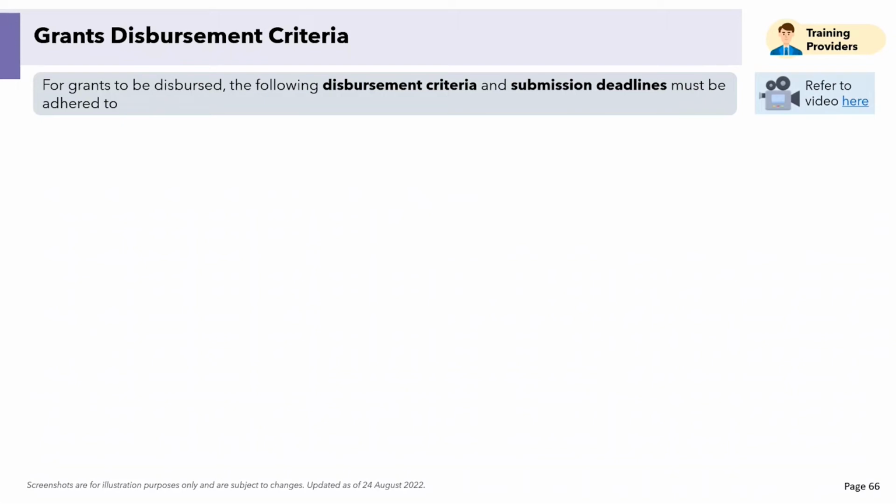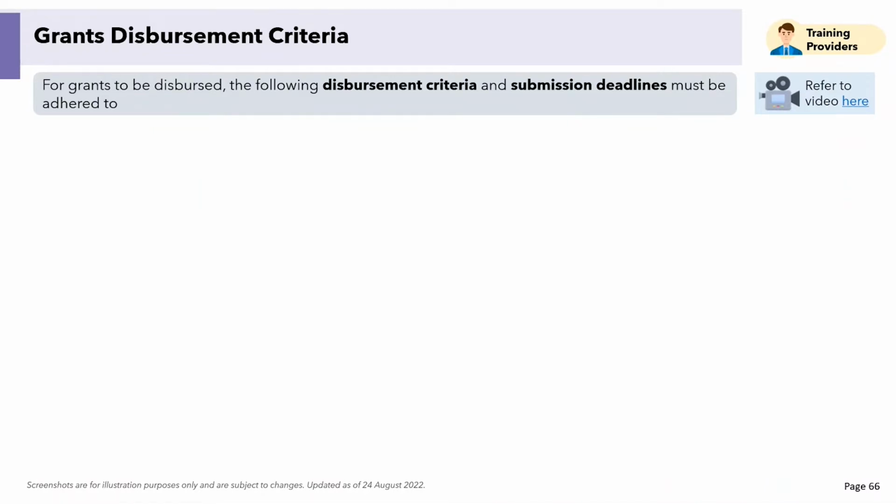In TP Gateway, for the grant submission process, there will be some disbursement criteria and submission deadlines that the TPs will have to follow through. These are the things that the system will actually be picking up to check as a pre-disbursement check. So in short, you will hear "pre-D check" a lot. It's called pre-disbursement check.